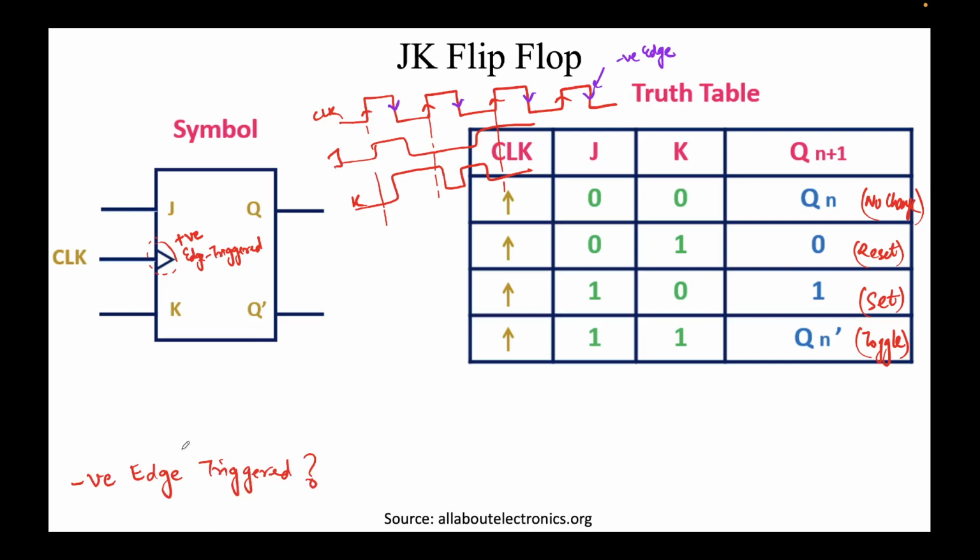Now, the next question naturally arises: how does the negative edge triggered symbol look? It looks something like this. The truth table remains the same. This is Q, this will be Q bar, this is the input J, this is K, and you denote a circle here. A circle means inverter. This denotes a negative edge triggered flip-flop. We'll see one or two problems related to negative edge triggered, but that's how the symbol looks. The only difference is that all the transitions will happen at the negative edge instead of the positive edge. But in this problem, we'll consider only the positive edge triggered JK flip-flop.